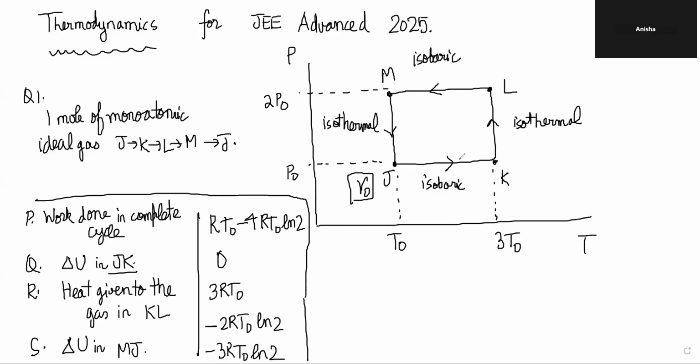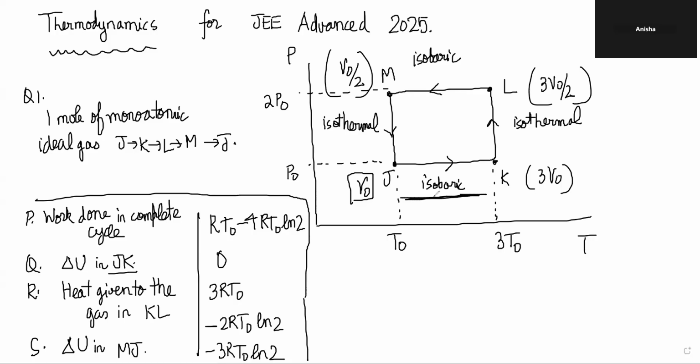It's an ideal gas, so PV by T has to be constant. So at K it will be 3 V naught. At L, it will be 3 V naught by 2, and at M, V naught by 2. So now work done in this much is how much? Sorry, not 0. Hold on.